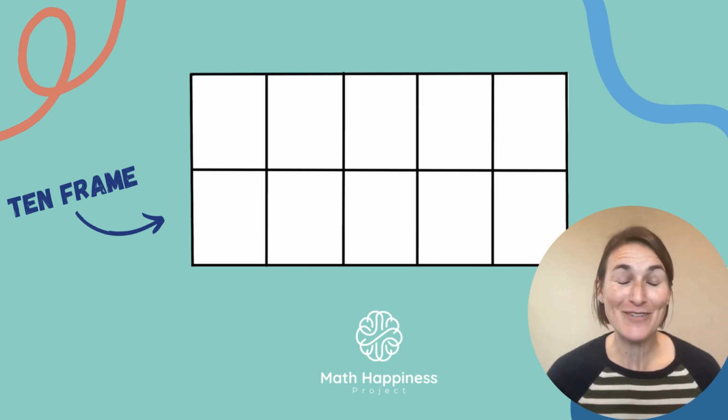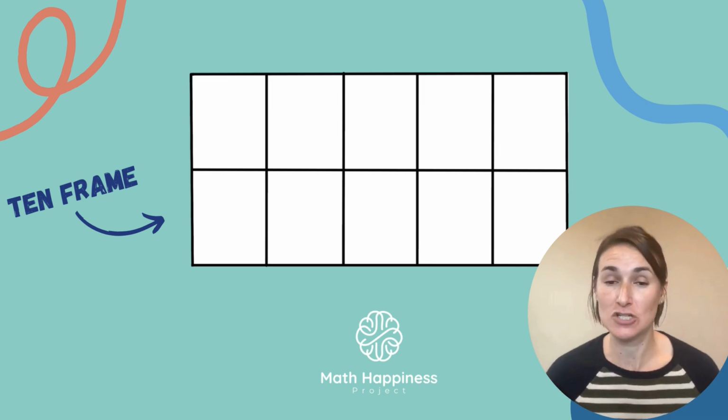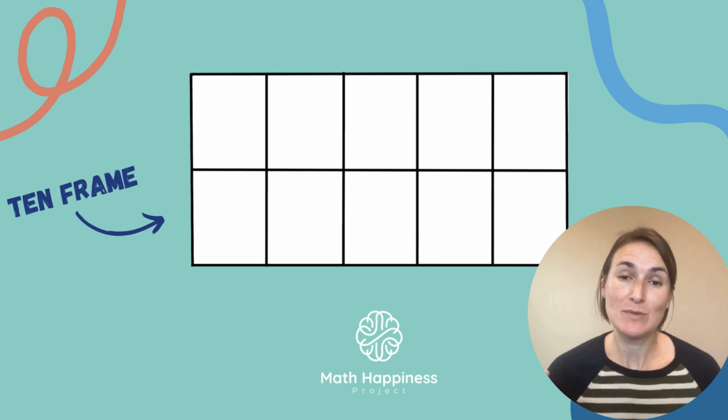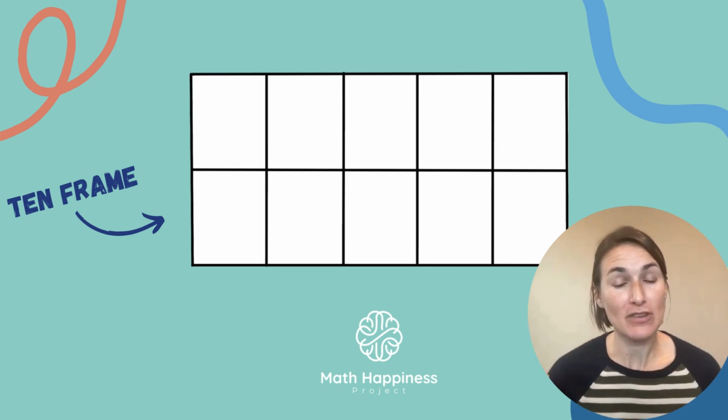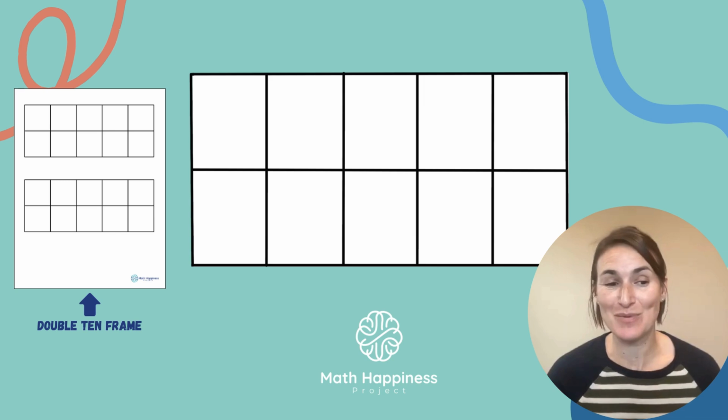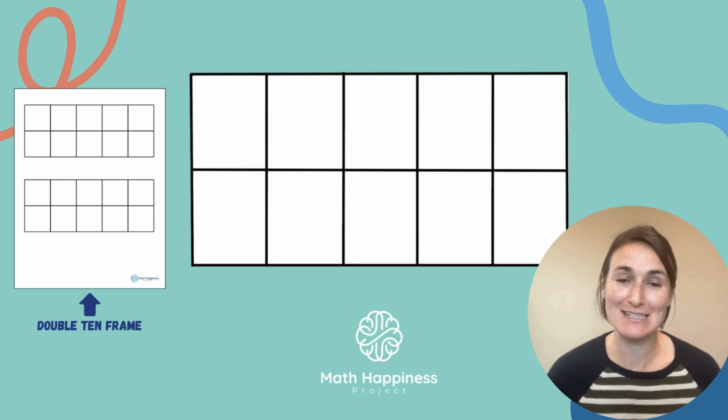The power of the 10 frame comes in that it shows children the relationship of quantities back to the benchmark number of 10, and it allows them to see this visually. So sometimes we see two 10 frames stacked on top of each other, called a double 10 frame, which is what we're seeing in this homework, and we'll talk about that next.